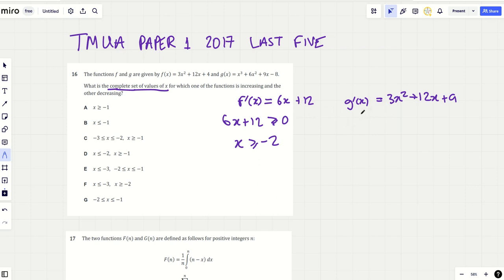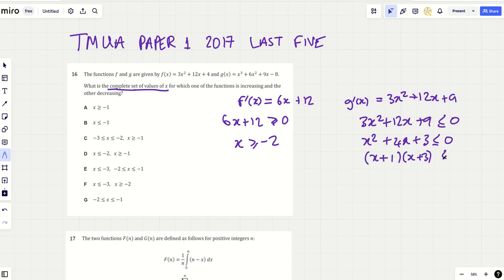Okay, so this one's increasing. This one, we need it to be decreasing, though. So this one's going to be less than or equal to 0. And that's going to give us, just divide everything by 3 and factorise. Knowing how quadratics work with inequalities, that's going to be minus 3 to minus 1, sorry, minus 3 to 1.